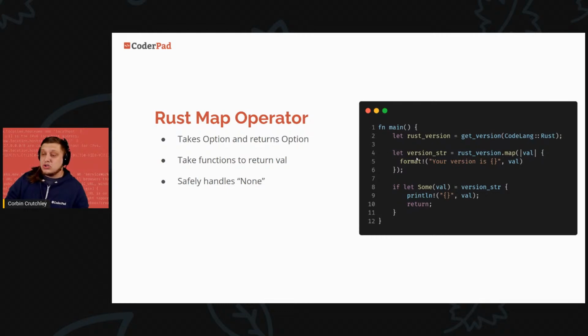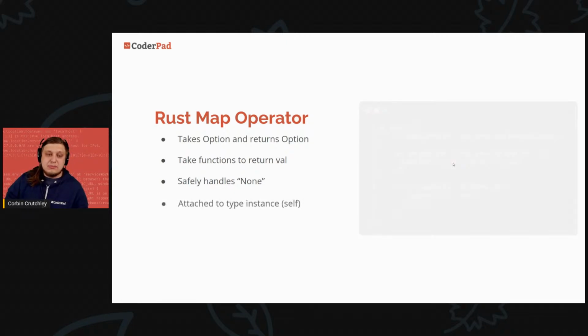This is an implicit return. So we could say return format or just leave it as format. And if we do, what will happen is that this string will become version string. Or if it's None, version string will stay None. This map won't actually instantiate. And then when we check if it's Some, it'll print out that string, right? So that would be implemented.